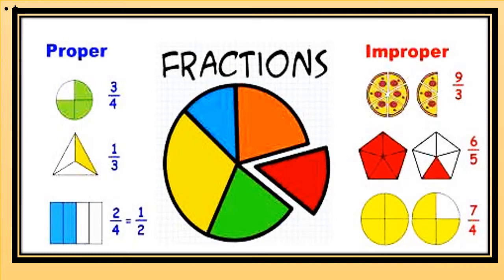Now look at one more example of proper and improper fractions. In proper fractions the numerator will always be less than the denominator. See, three examples are given: 3 by 4, 1 by 3, 2 by 4. In all these the numerator is less than the denominator. And in improper fractions the examples are 9 by 3, 6 by 5 and 7 by 4, in which the numerator is greater than or equal to the denominator.